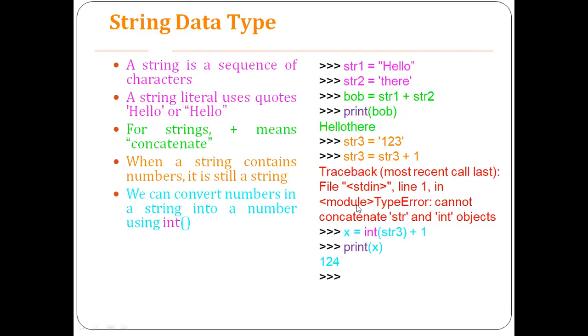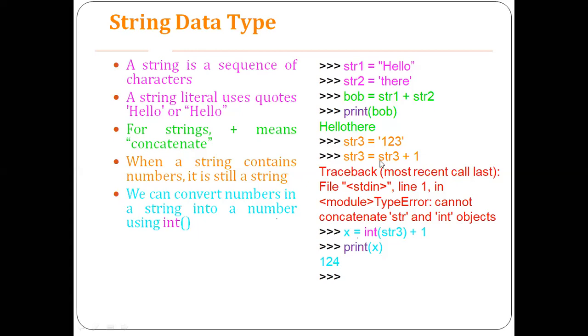That's why you get an error message stating traceback, most recent call last, on the highlighted line: cannot concatenate string to an integer object. So if you want to concatenate this one to the end of the string, you have to put it within single quotes or double quotes. You can enclose it within single quotes or double quotes. Now the output appears to be 1, 2, 3, 1.